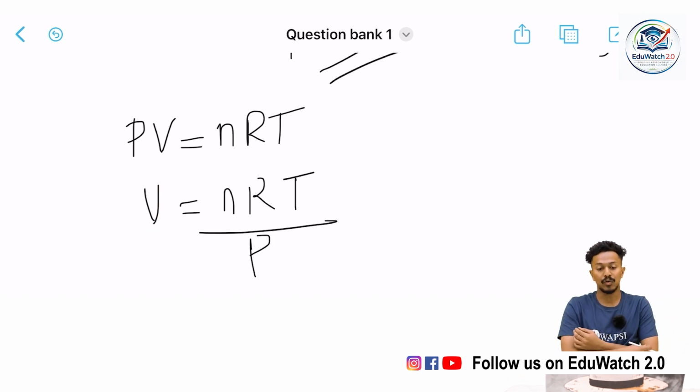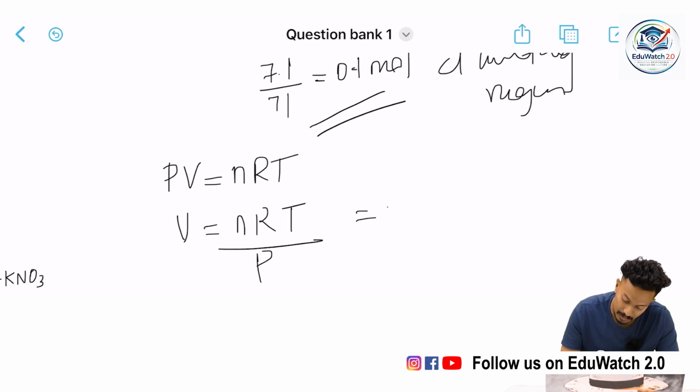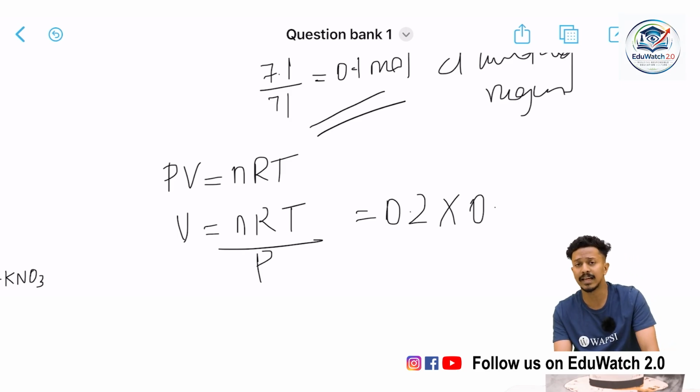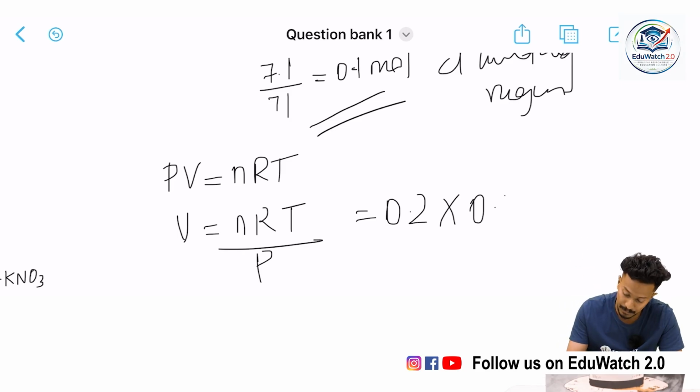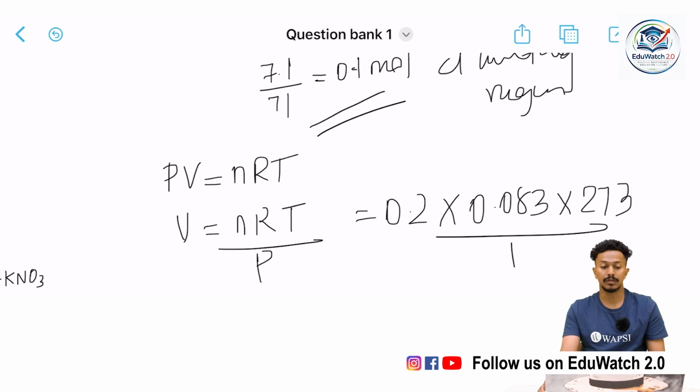Okay, the number of moles present here is how much? 0.2. Am I right? 0.2 moles into R at a pressure of 1 bar. Am I right? Yes, 1 bar pressure. So we will write the universal gas constant as 0.083 into temperature at 273 Kelvin by 1. Yes, we have completed this one.